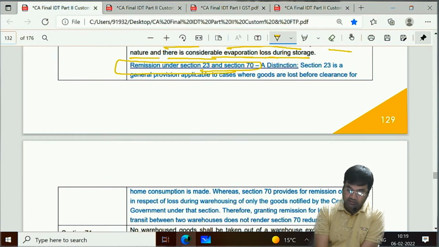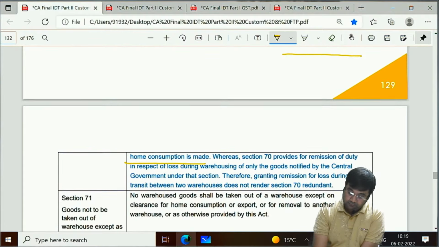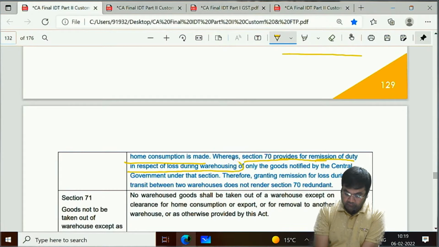So there is a distinction between section 23 and 70. Section 23 applies where the goods are lost before clearance for home consumption is made, whereas section 70 provides for remission of duty in respect of loss during warehousing only. So this is only in case of warehousing. It is not on the port. It is on the warehousing notified by the central government under this section. Therefore, granting remission for loss during transit between two warehouses does not render section 70 redundant.